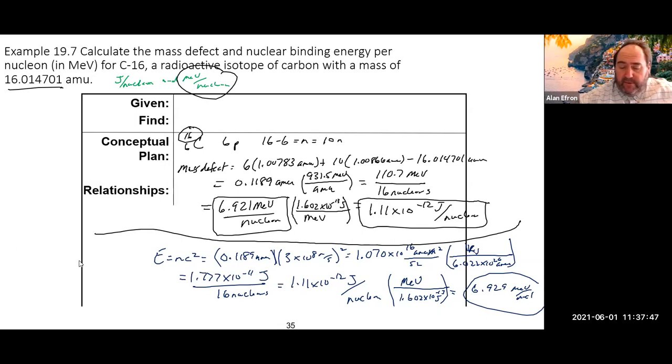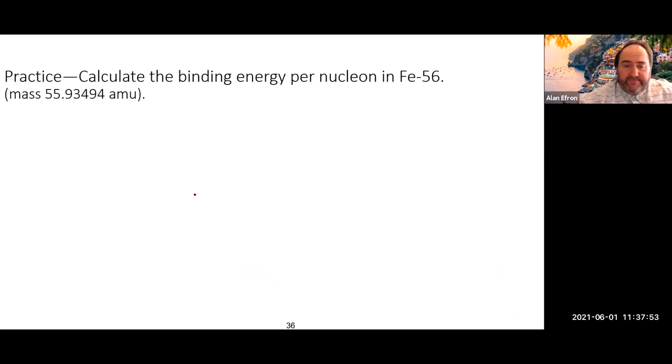Okay, we have one more of these types of examples. Let's take a look. Calculate the binding energy per nucleon, and let's do both just to make sure, mega electron volts per nucleon and joules per nucleon, of iron 56. Iron is number 26 on the periodic table.